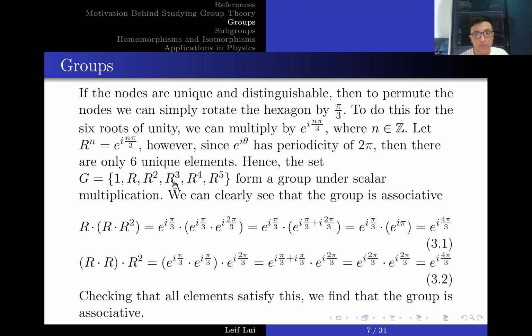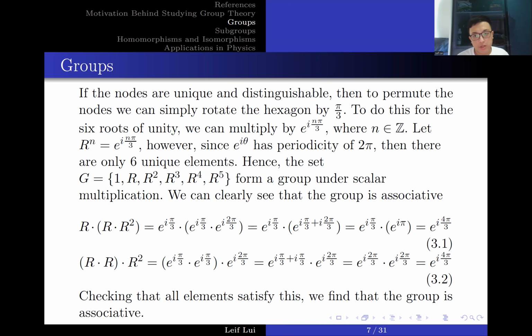How about r cubed times r to the 4? That would yield r to the 7. But then that is degenerate with r. So every single combination where we do a scalar multiplication between 2 elements in the group yields another element in the group. So this is a group. So this is a closed group.